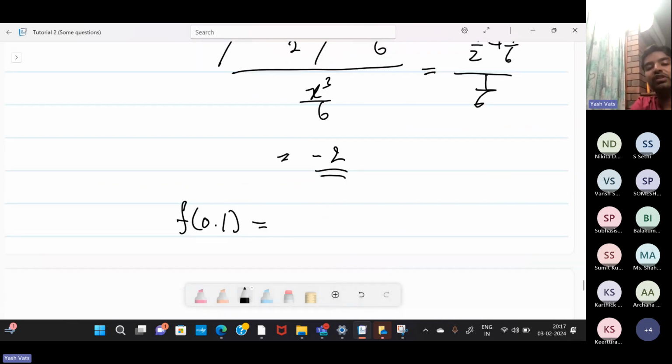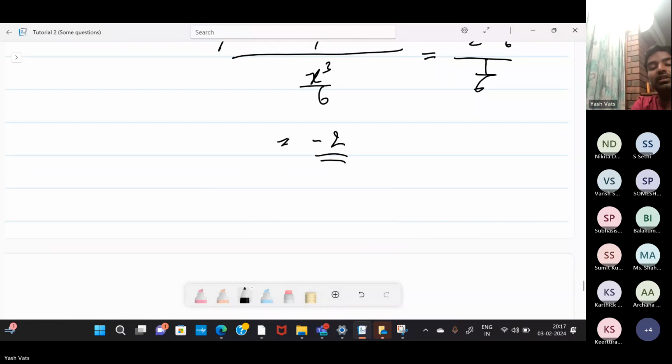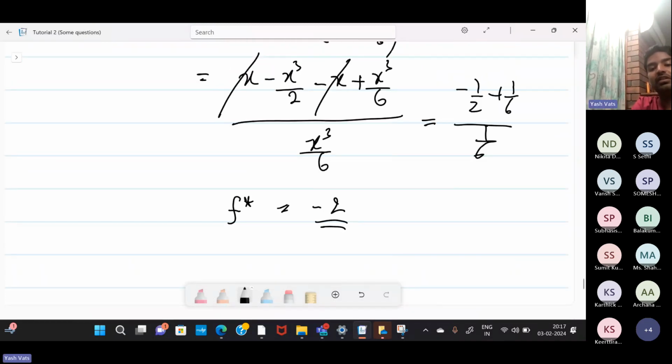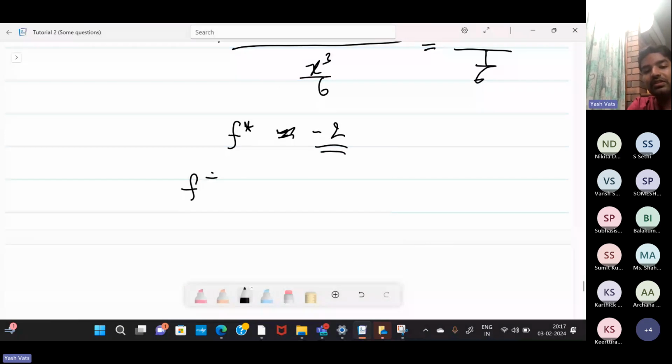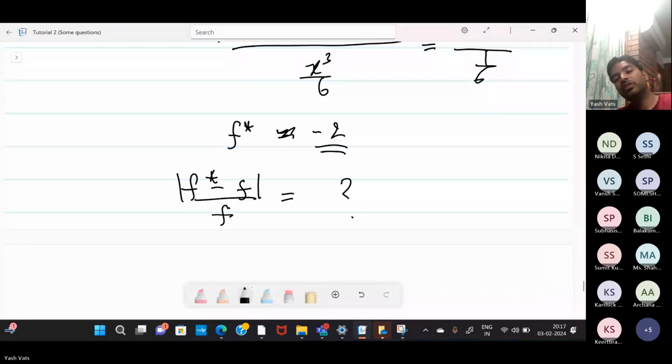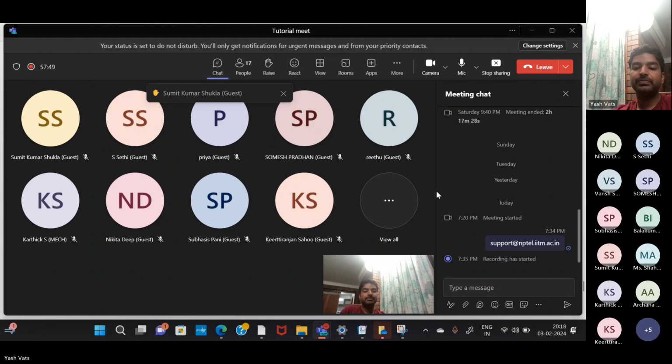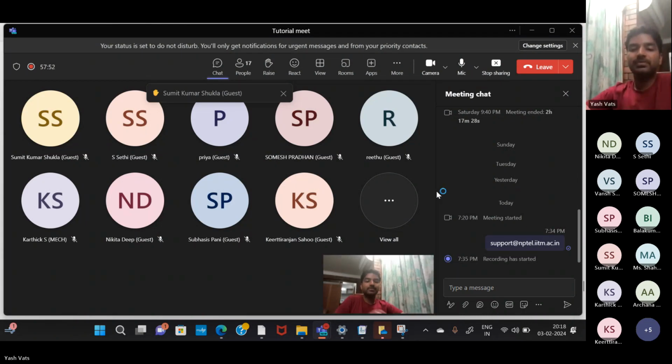And what should be the formula for relative error? Okay, maybe I just see it is f star. So f star minus f, modulus, divided by f. What should be its value? Just tell the answer. That's it. Okay. What is this value?